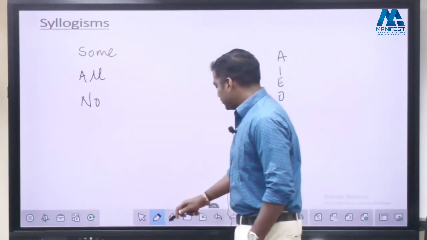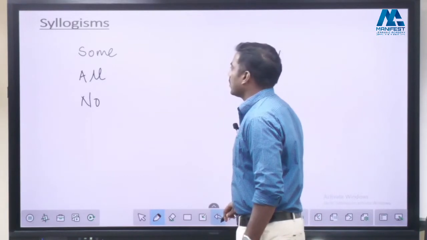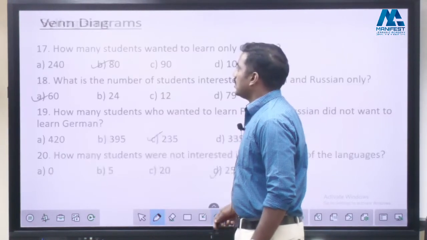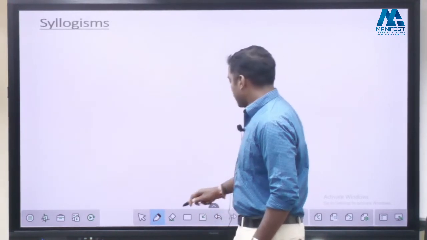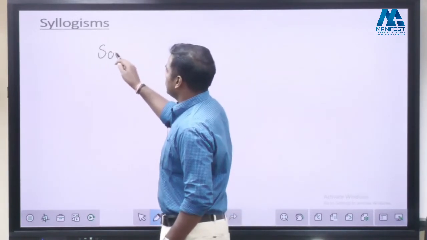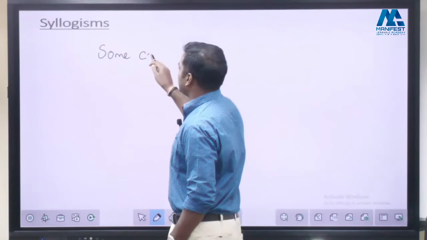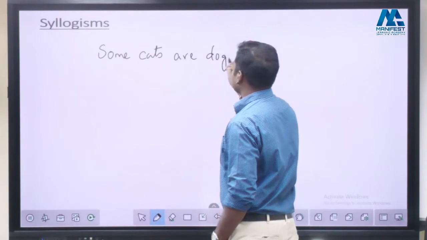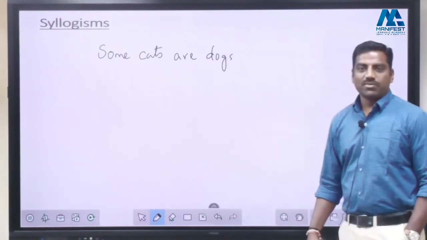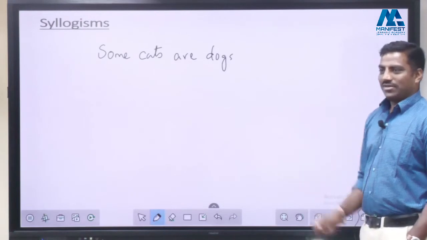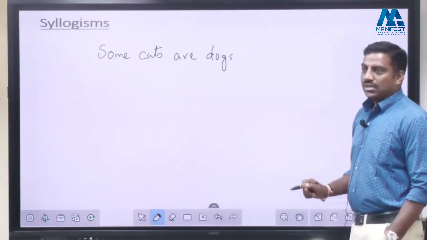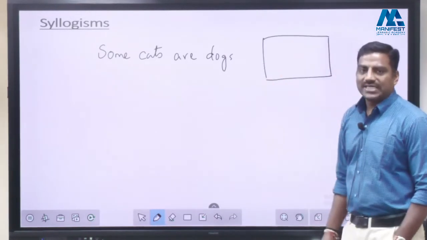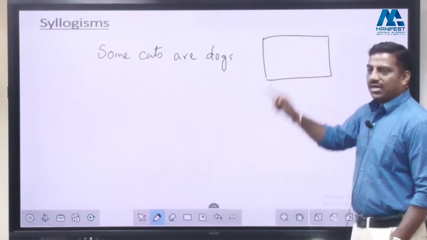Let's say some cats are dogs. Don't question, okay sir, how can some cats be dogs? Don't question. Okay, some cats are dogs. And we know how to write the Venn diagram. Here two entities are there, cats and dogs. So maximum two circles we can write.